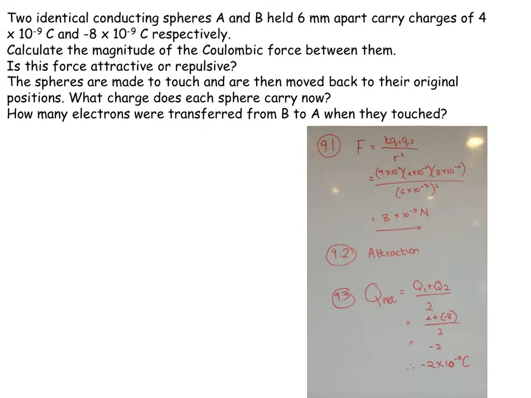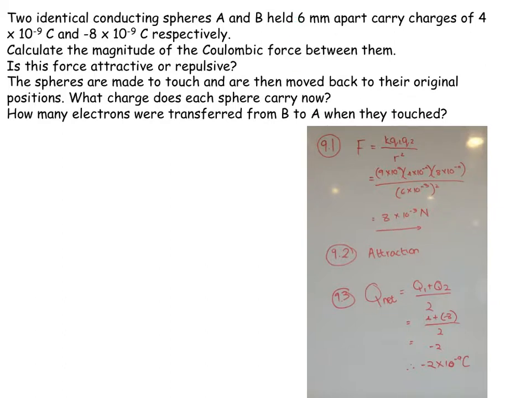We've got 2 conducting spheres. They're 6 millimeters apart, and they've got those charges on them respectively. What is the force between them? F is equal to k Q1 Q2 over r squared. Literally just substitute in those values. Don't forget to change the millimeters into meters.